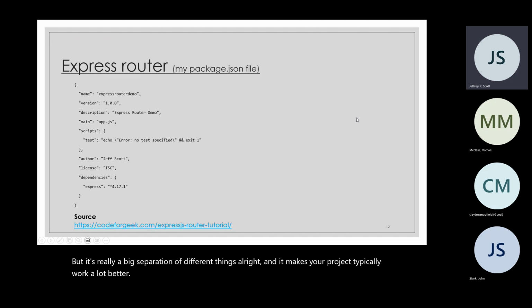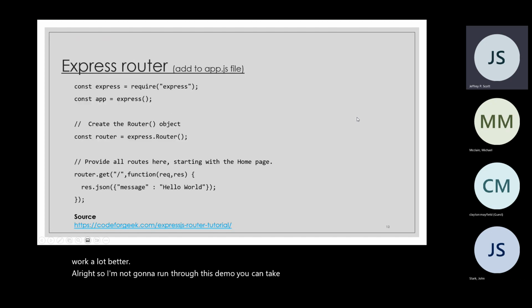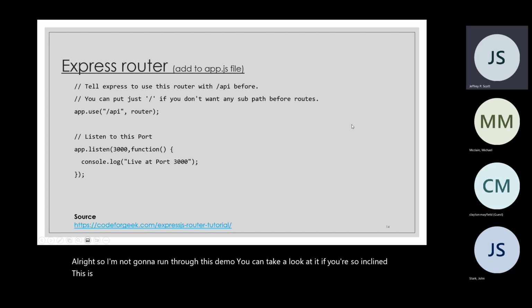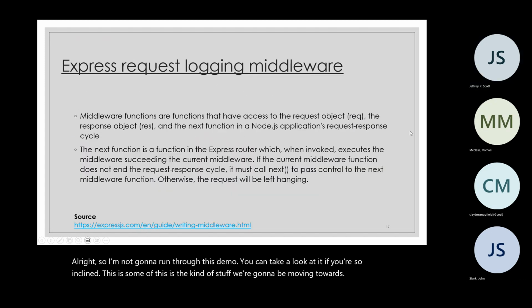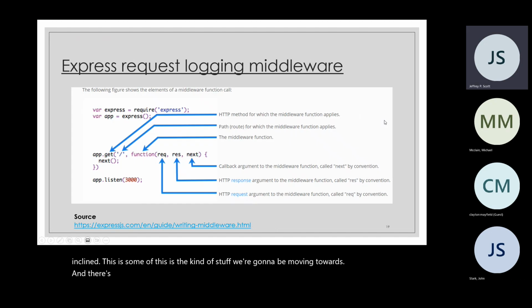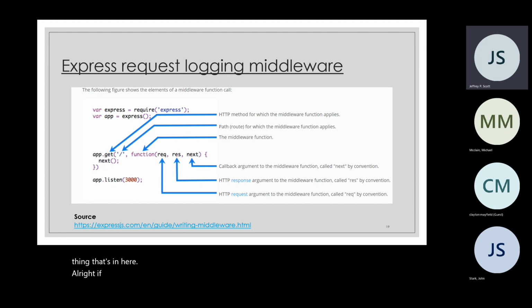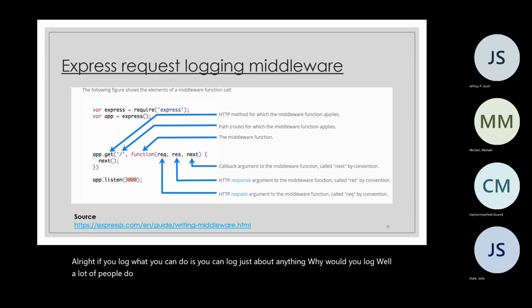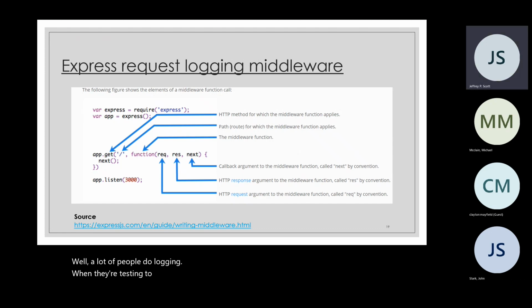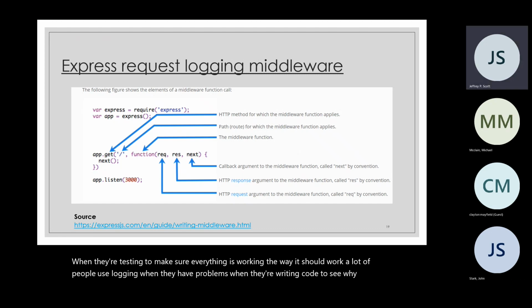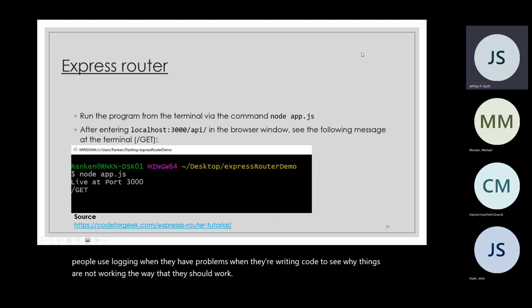All right, so I'm not going to run through this demo. You can take a look at it if you're so inclined. Some of this is the kind of stuff we're going to be moving towards. All right. And there's some logging stuff in here. Like I said, I don't want to go through every single thing that's in here. All right, if you log, what you can do is you can log just about anything. Why would you log? Well, a lot of people do logging when they're testing to make sure everything is working the way it should work. A lot of people use logging when they have problems when they're writing code to see why things are not working the way that they should work.